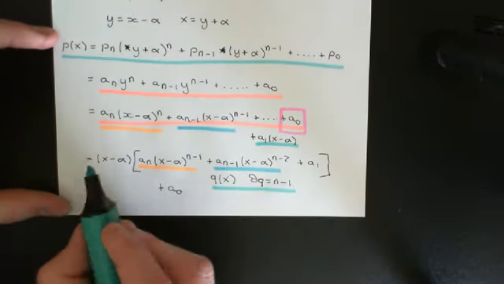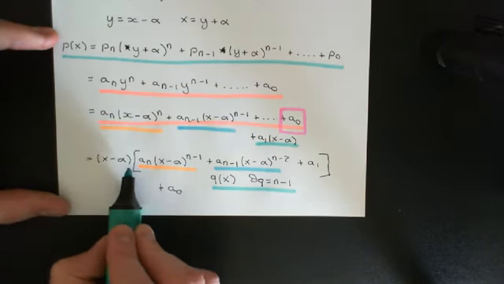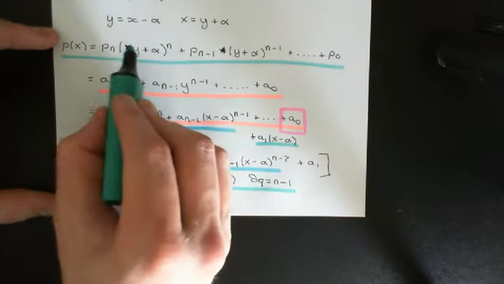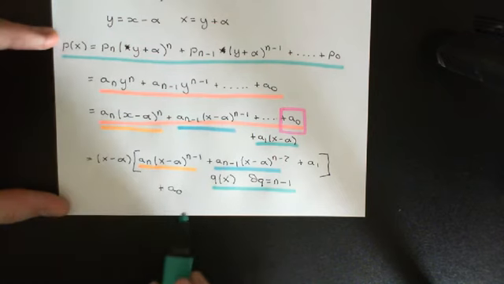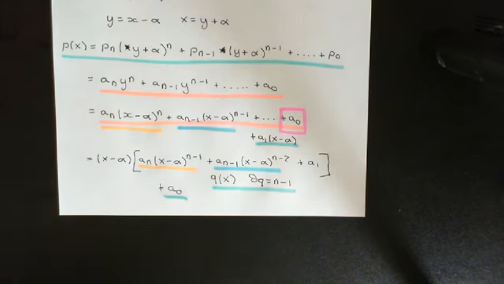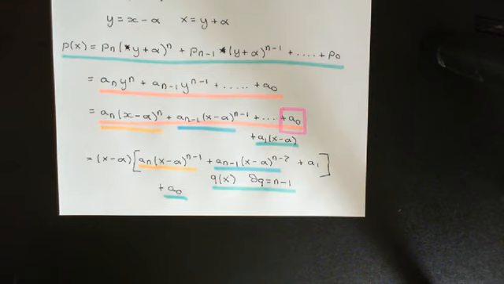So now I have rewritten your polynomial p of x as x minus alpha times q of x, which is a polynomial of degree 1 less than the degree of the polynomial p of x, plus some constant term, a0, which is just some complex number. We know exactly what that complex number will be. It will actually be the original polynomial we had here, evaluated at your value alpha. So there is your derivation of the remainder theorem.